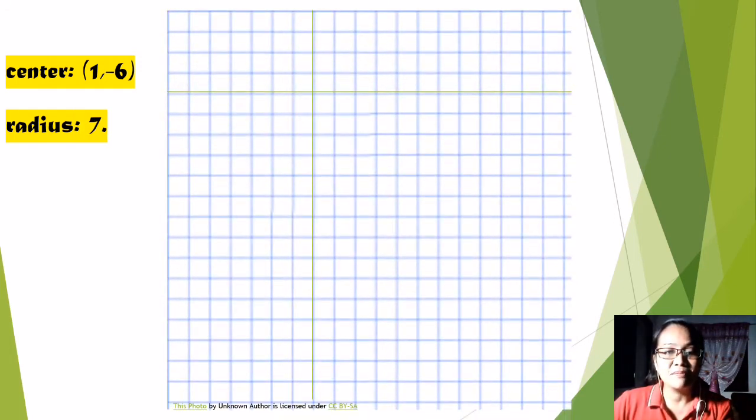So, using the Cartesian plane, meron na tayong x and y dito. X and y are axis. So, this is the x and this is the y. So, this is our center of the Cartesian plane or intersection point. So, first, let's graph the center. Ang x natin ay positive 1, so going to the right, 1. And then, y natin is negative 6 going down. 1, 2, 3, 4, 5, 6. Therefore, our center is this.